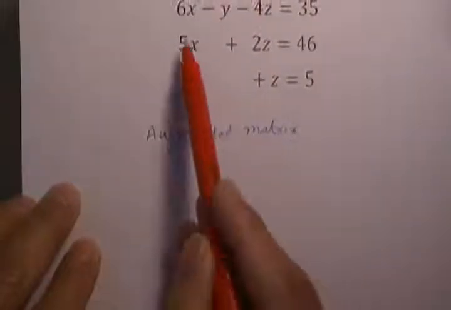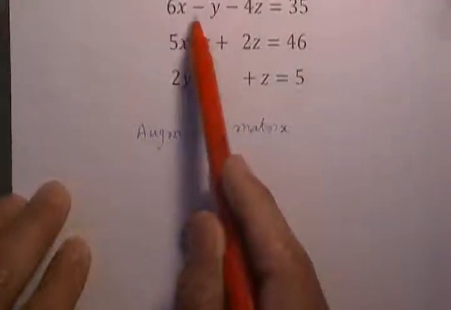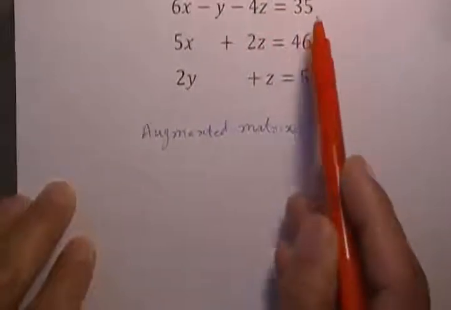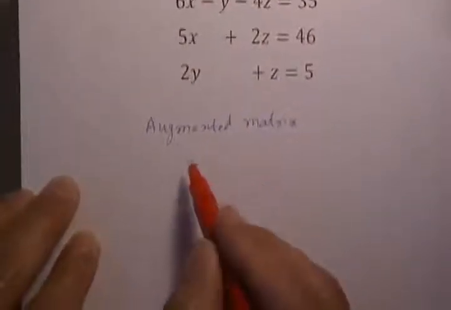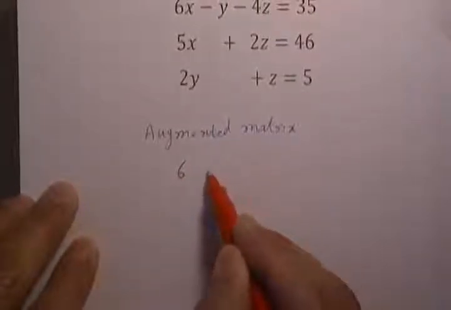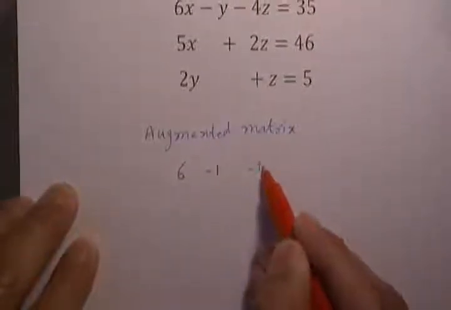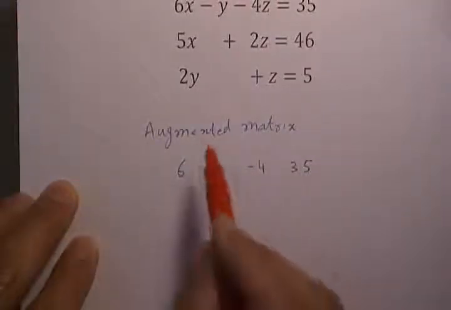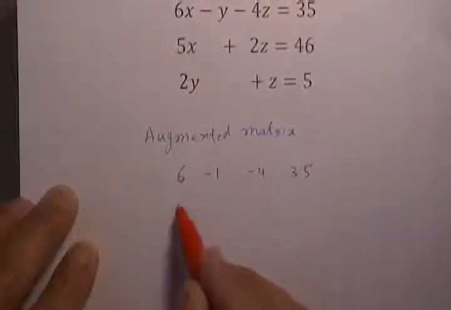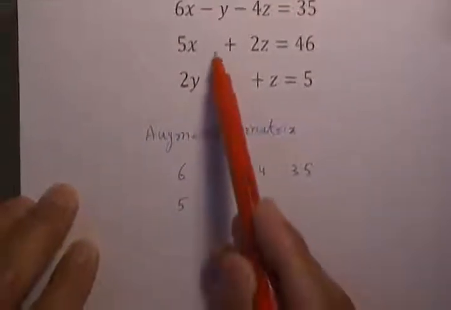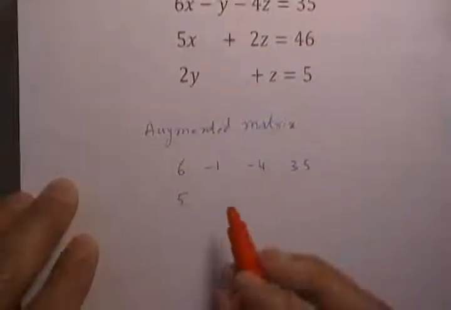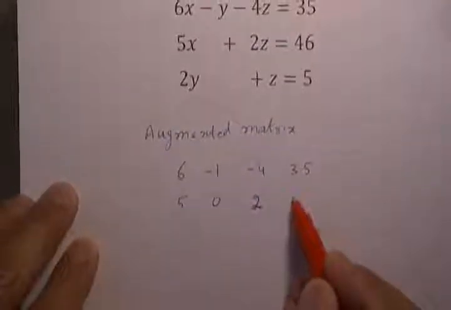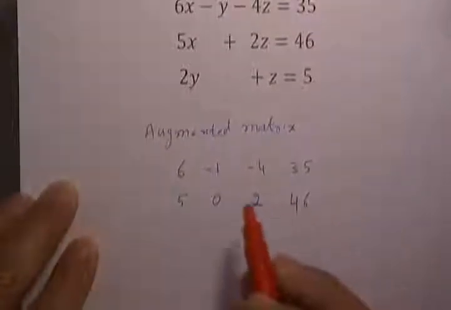So you have to write down these coefficients here: 6, y has coefficient -1, z is -4, and then the constant 35. So this would be 6, -1, -4, and 35. In the next row, from the second equation, the coefficients would be 5. And we don't have y here, so we assume it's 0y. So we put a coefficient 0, and then for z we have coefficient 2, and the constant is 46.